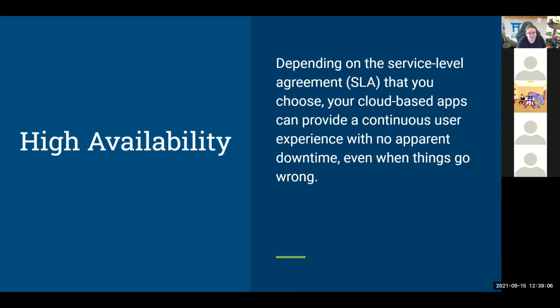So the high availability, depending on what service you actually decide to use: your cloud-based apps can provide a continuous user experience with no downtime when things go wrong. And that's because of that whole multiple data center thing.